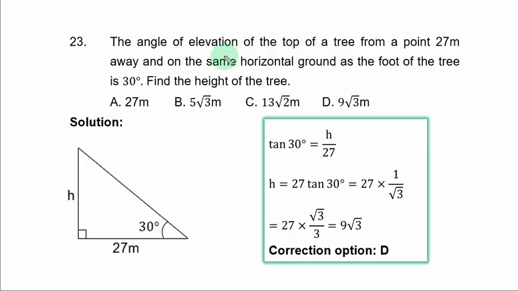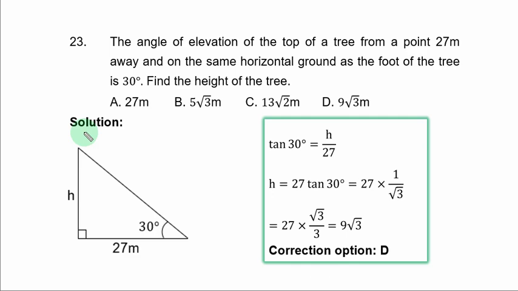Question 23. The angle of elevation of the top of a tree from a point 27 meters away and on the same horizontal ground as the foot of the tree is 30 degrees. Find the height of the tree. This is the tree. Then you have the foot. Somebody is here viewing, and you have the angle of elevation. So this diagram illustrates the information.